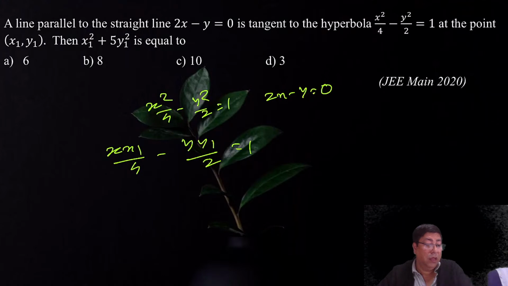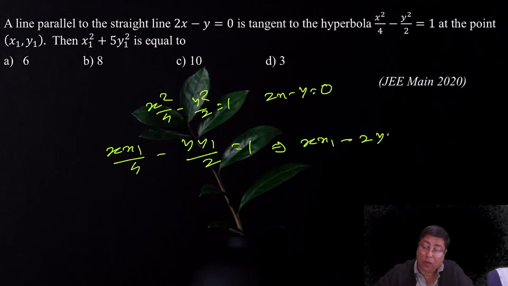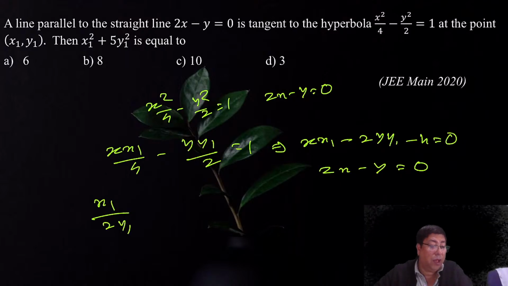What is coming here? Just if we calculate x1 minus 2y1 minus 4 equal to 0, which is parallel to 2x minus y equal to 0. So x1 by 2y1 equal to 2. So x1 equal to 4y1.